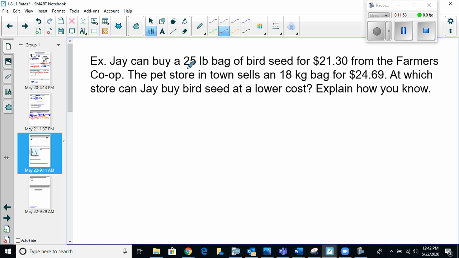Jay can buy a 25-pound bag of birdseed for 21.30 from the farmer's co-op. The pet store sells an 18-kilogram bag for 24.69. Which one will have the lower cost? Explain how. So we'll start with the farmer's first.